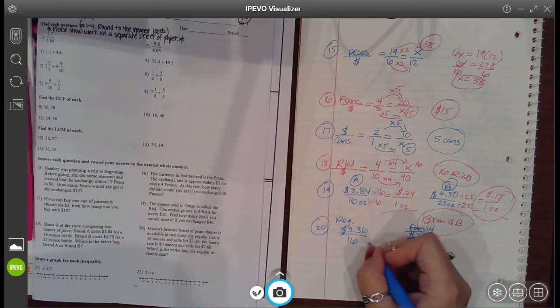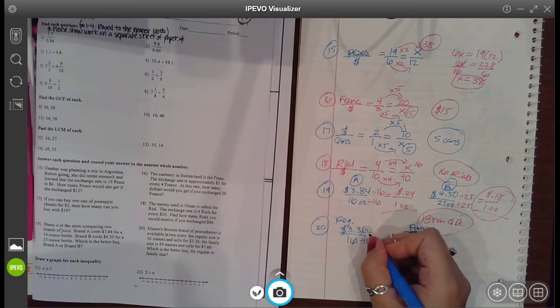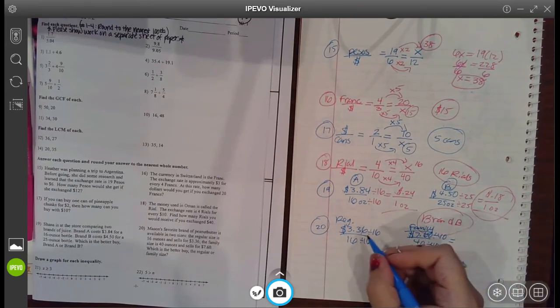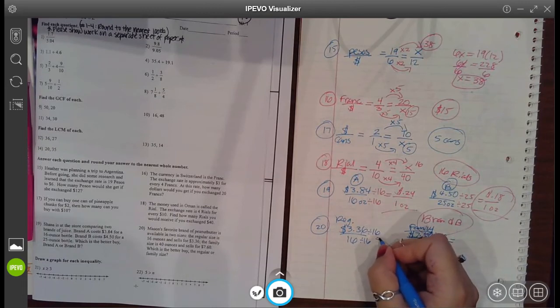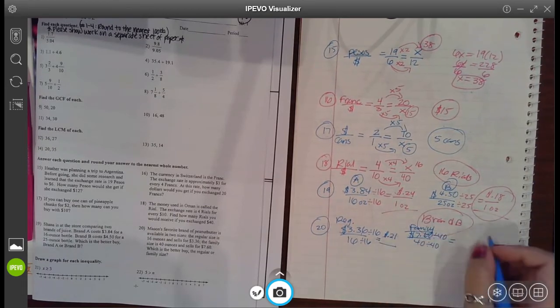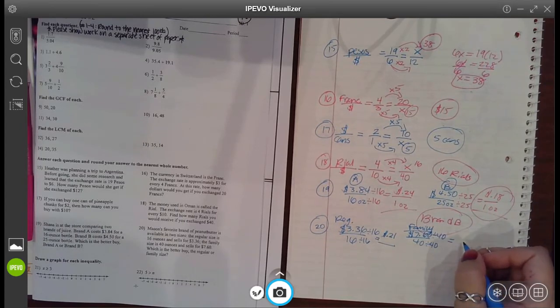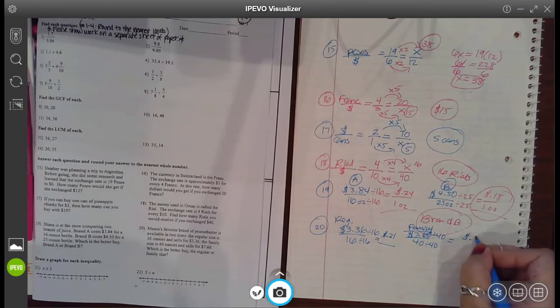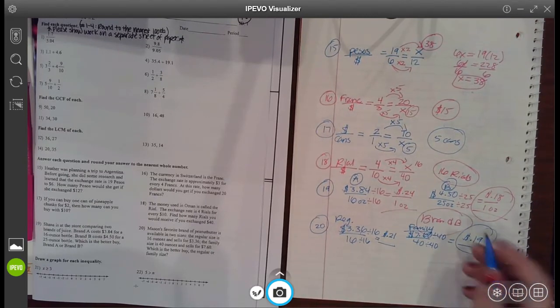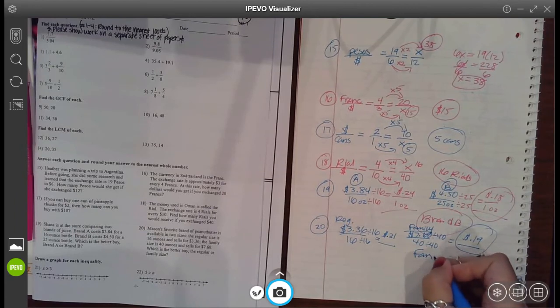So if I want to find the unit rate, I'm going to divide both of these by 16 and divide both of these by 40. So 336 divided by 16 is 21 cents. And then here, 760 divided by 40 is 19 cents. Which is the better buy? 19 cents is the better buy. So we want to go with the family one.